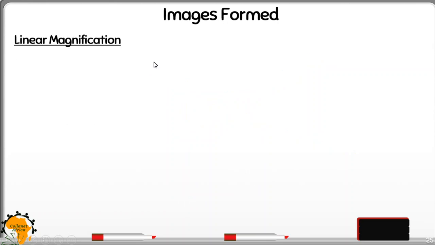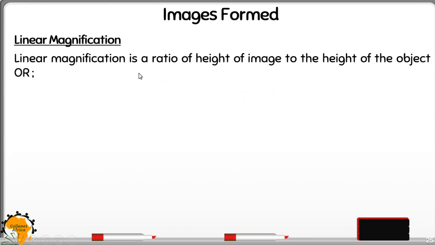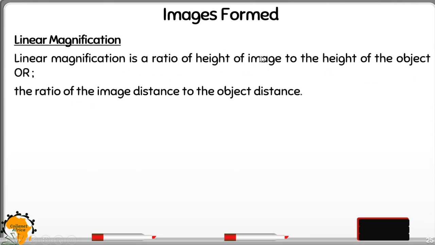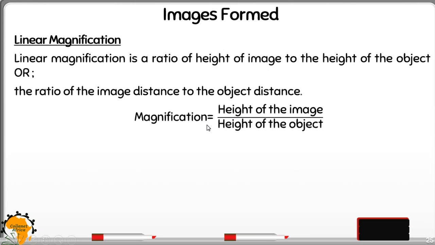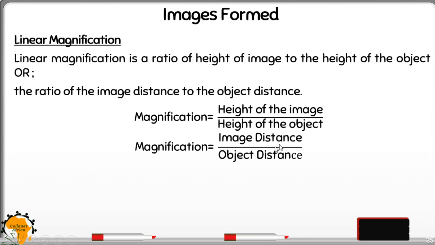We go to linear magnification, and we say that this is a ratio of the height of the image to the height of the object. Remember, we want to see how magnified our object is. So we can either use the first one, height of the image to the height of the object, or we can look at the ratio of the image distance to the object distance. Mathematically we say that magnification is equal to the height of the image over the height of the object, or image distance over object distance. And we know that v is the image distance and u is the object distance.